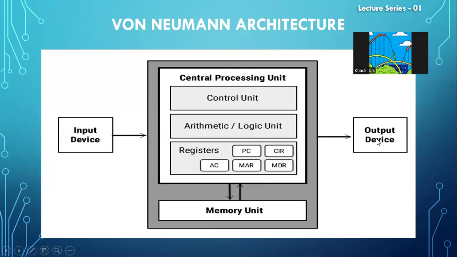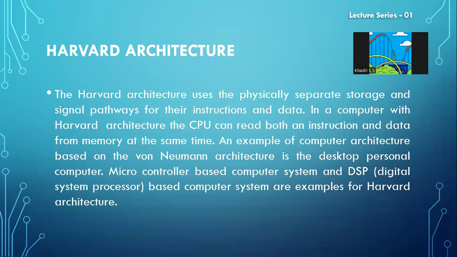Output is nothing but a projector, monitor, or whatever device is used by the customer. So this architecture is called Von Neumann architecture. The second architecture I mentioned is called the Harvard architecture.